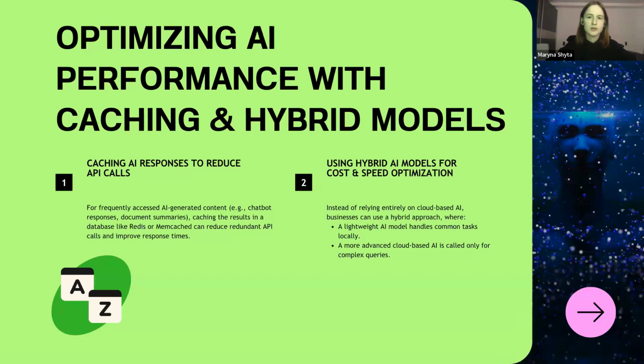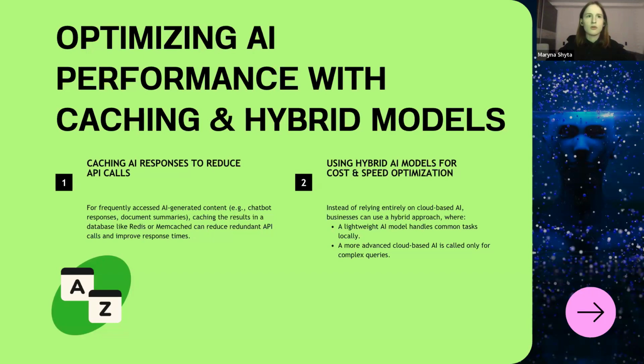Optimizing performance with caching or hybrid models. AI models, especially large-scale ones, can be resource-intensive. If not optimized, they can slow down your system and increase costs. And there are some ways to ensure AI integration is efficient.